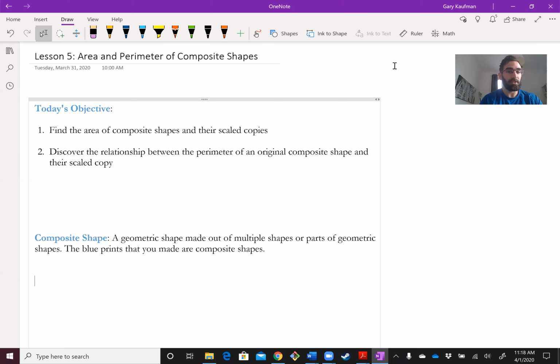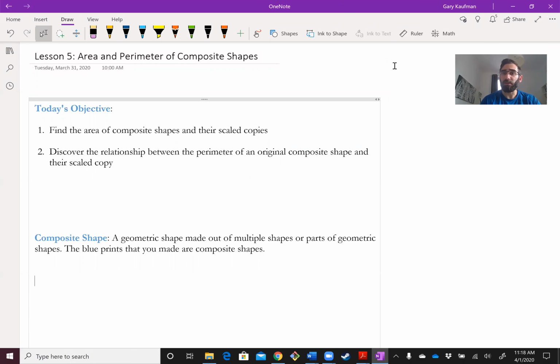Our objective for the day is to find the area of composite shapes and their scaled copy, so we're integrating that scale factor. We're going to discover the relationship between the perimeter of an original composite shape and the scaled copy. Yesterday we did area, and we saw that it ends up being the scale factor squared because it was units squared. Keep that in mind for perimeter.